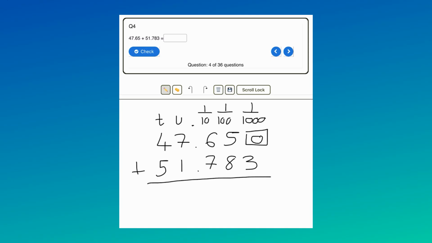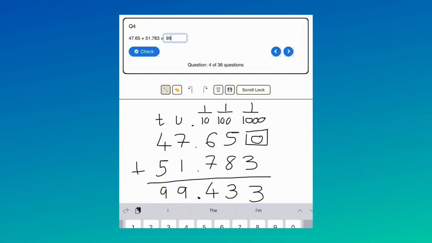Now we can add 0 plus 3 is 3, 5 plus 8 is 13, so I put my 3 and I carry the extra 1, 6 plus 7 plus 1 is 14, put my 4, then I must put my decimal point, and my 1 goes down here, then 7 plus 1 is 9, and 4 plus 5 is 9. So the answer is 99.433.